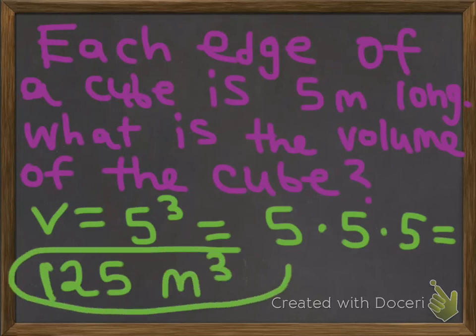And how did we do this? We did this by, again, we cubed 5 because they asked for the volume. And that is how you can cube numbers to get the answer.